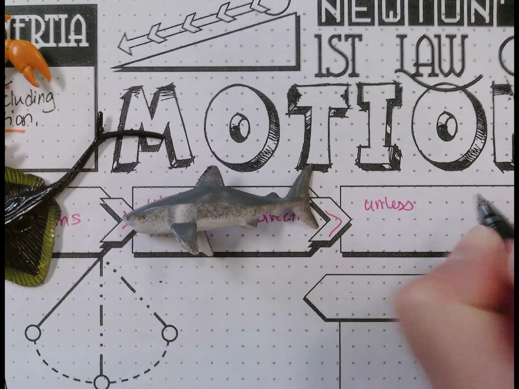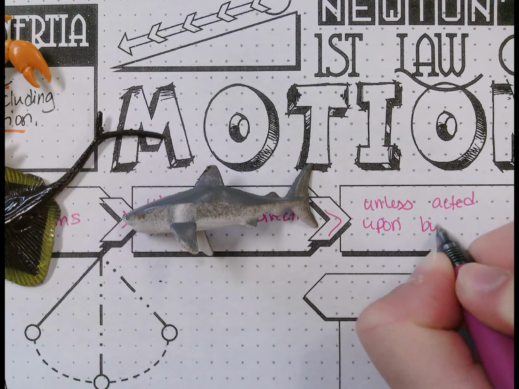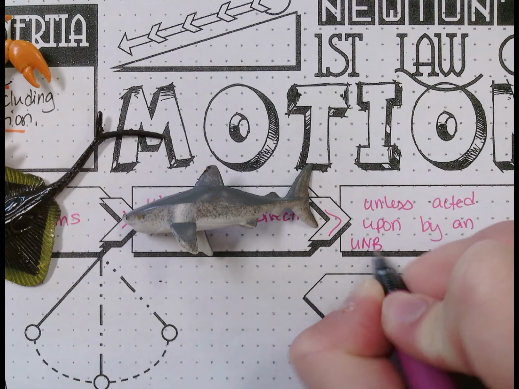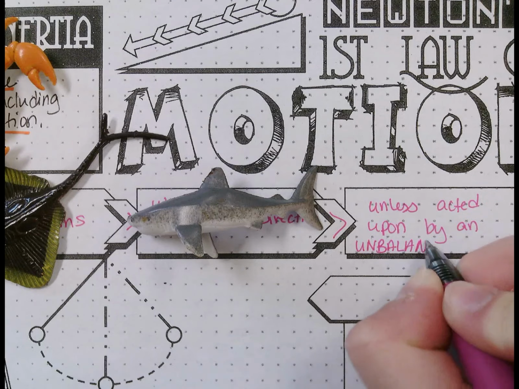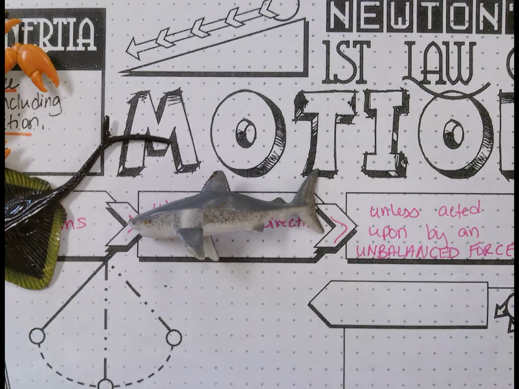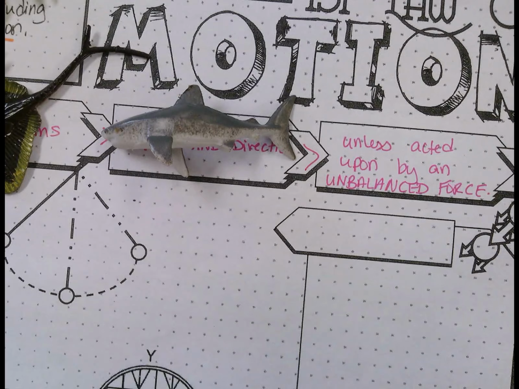Unless acted upon by an unbalanced force. Okay, so unless it's acted upon by an unbalanced force, that object is just going to stay the same speed, same direction, unless there's some sort of unbalanced force. Almost done with this one.